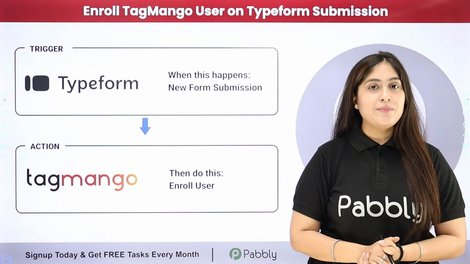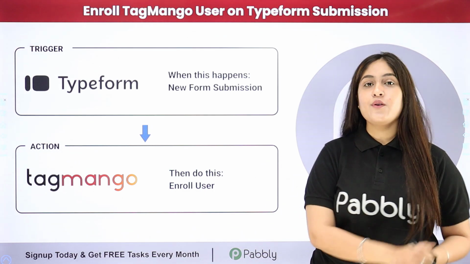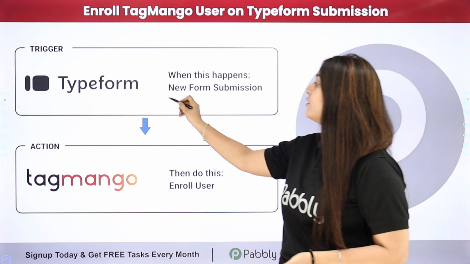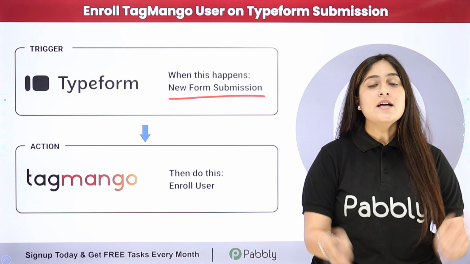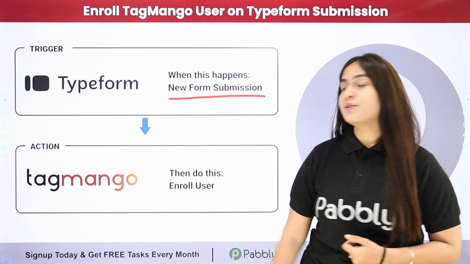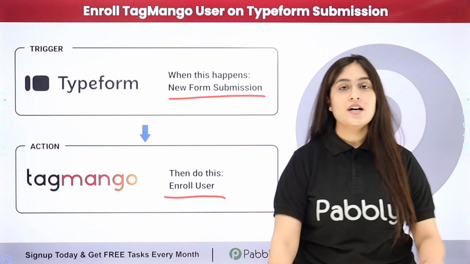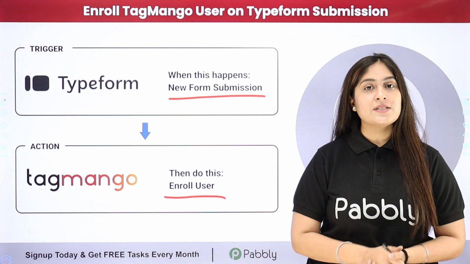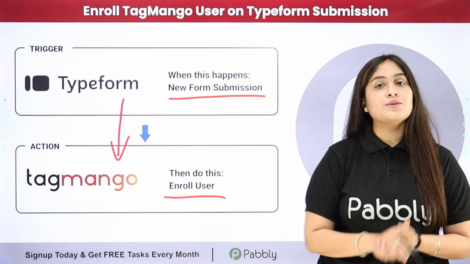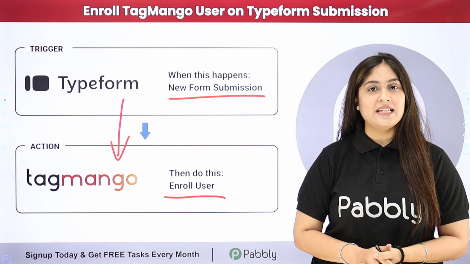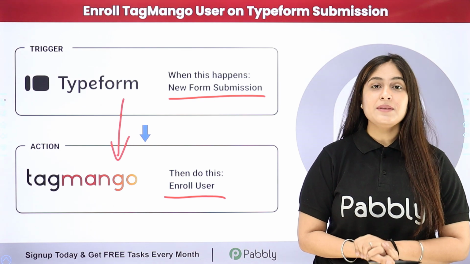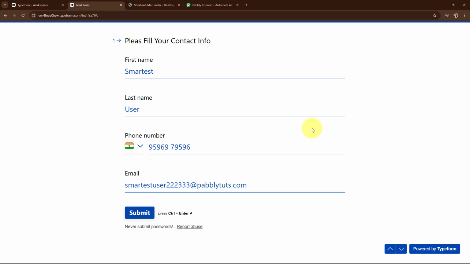So here I'm an owner of a business and I have created a registration form using Typeform. So now here my objective is that whenever I'm going to receive a new form submission through Typeform, then automatically the person who has made the form submission should be created as a new user in my TagMango account. So now here to automate the entire process, I need to connect my Typeform with my TagMango account using an automation software named as Pabbly Connect. So to see the working of this automation and to learn this process step by step, let me take you to my screen. Welcome to my screen.